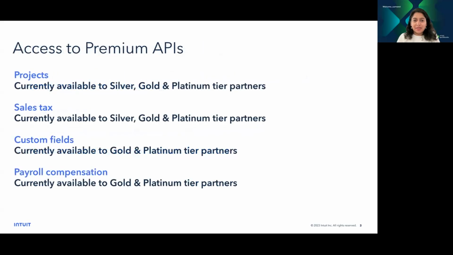Who can access these premium APIs today? The projects and the sales tax APIs are currently available to partners in the silver, gold, and platinum tiers of our app partner program. The custom fields and payroll compensation APIs are currently available to gold and platinum tier partners. We'll now do an introduction to each of these APIs, and I will hand it over to Soumya.